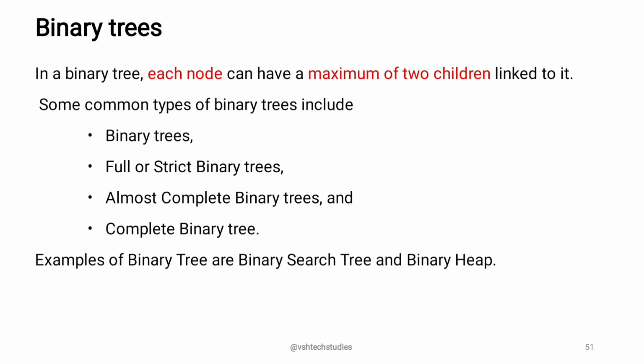Suppose 3 children, then that tree is called a ternary tree. If more than 3, it is an n-ary tree. But at the max, if 2 children are there, that kind of tree is called a binary tree. In binary trees, we have 4 different types. First one, simply binary trees. Second one, full or strict binary trees. Third one, almost complete binary trees. Fourth one, complete binary trees.